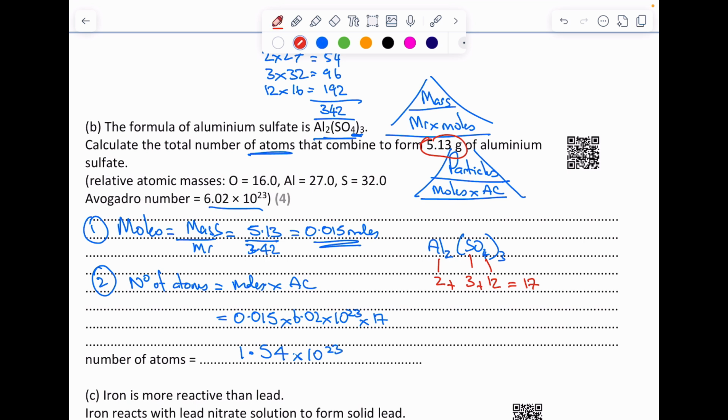Marks wise, to give you a mark obviously for the answer, you're going to get a mark for working out the 342, and then a mark for working out the moles, and then a mark for doing this step of the equation as well.